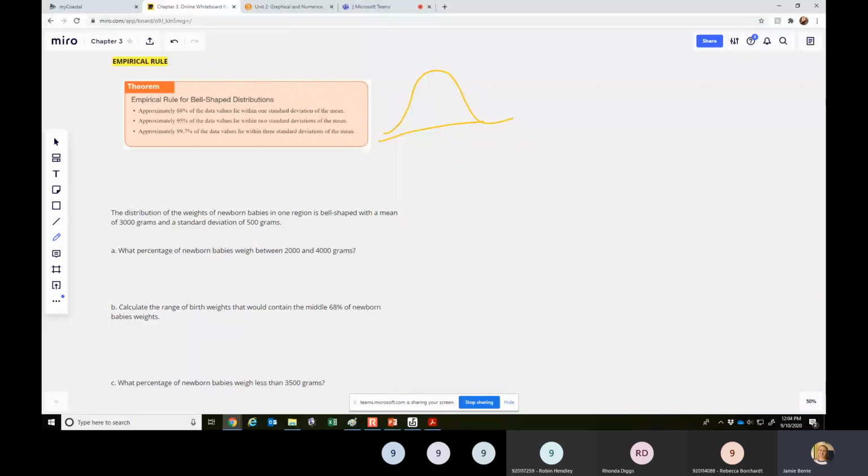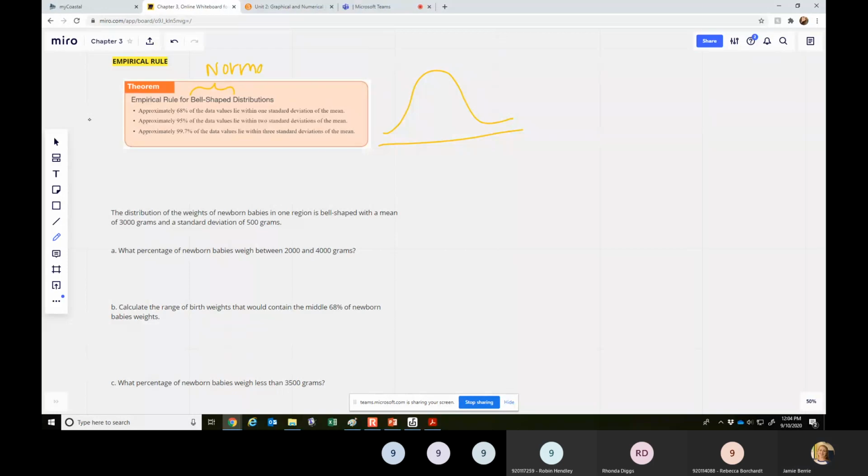Whoops, my line got off there. Try again. Yeah, so the distribution has to look like that. This is also called a normal distribution, so bell-shaped, also known as normal.